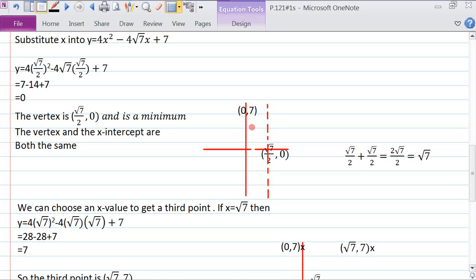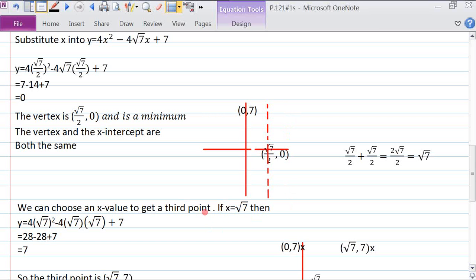The distance between here and here on the x value is root 7 over 2. So if I add another root 7 over 2, I come to some point right here, and the y value should be the same here. If we add root 7 over 2 plus root 7 over 2, that gives us 2 root 7 over 2. The 2's cancel, and we choose root 7. So we're going to choose a point right here, which is root 7.